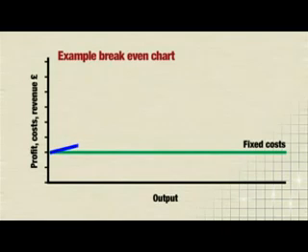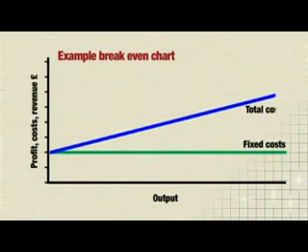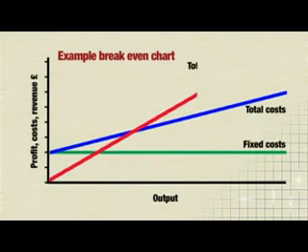Then draw on the total cost line, which will run from the fixed cost line because total costs include fixed costs and variable costs. Then draw on the total revenue line, which starts from 0 in the corner here. Make sure that all the lines are clearly labelled.